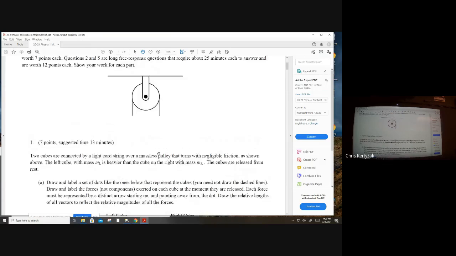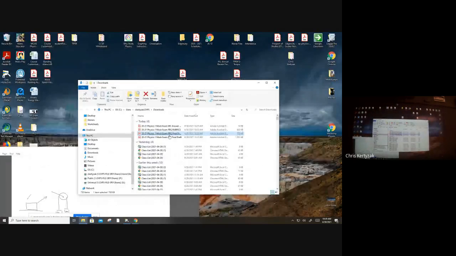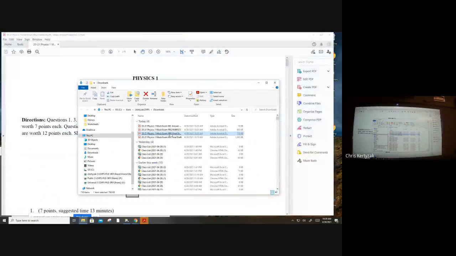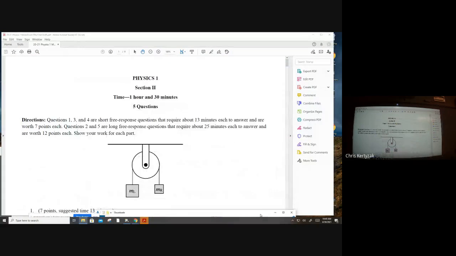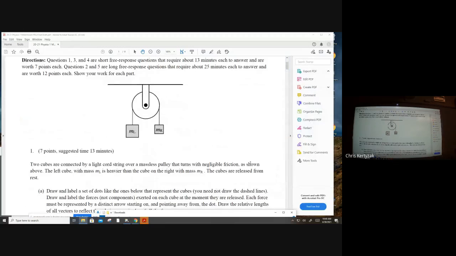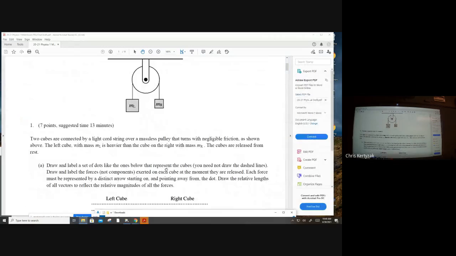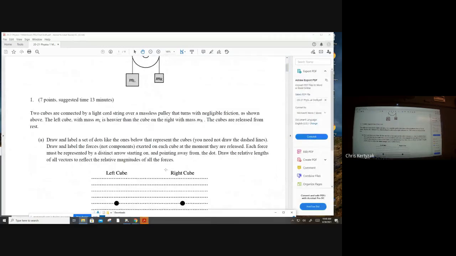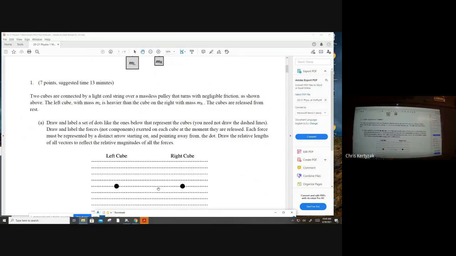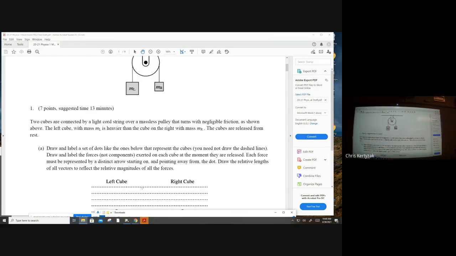And their first question, again, I don't know why the blocks aren't loading. Try again. Let's see. There they are. First question is draw a free body diagram, right? Draw a free body diagram. And they want the vectors to be relative to each other in magnitude in terms of their length, right? Any force that you believe is stronger than another force should have a longer vector representing that stronger force. So, let's look at that.